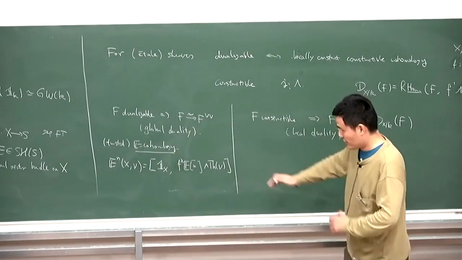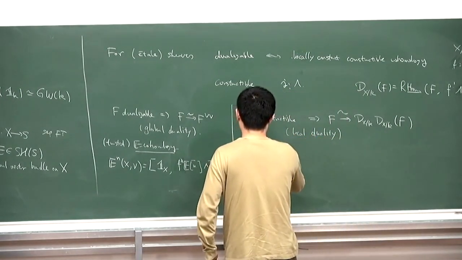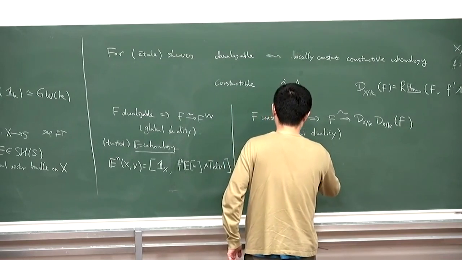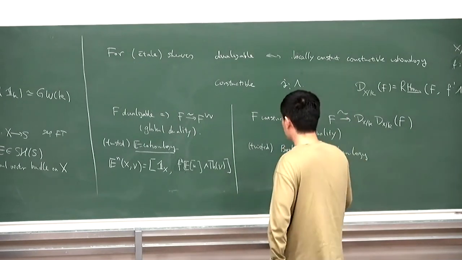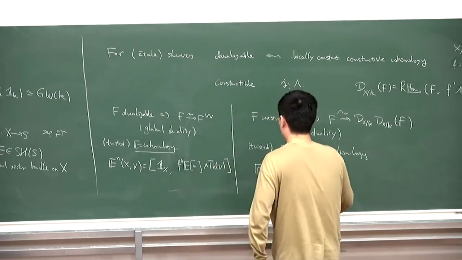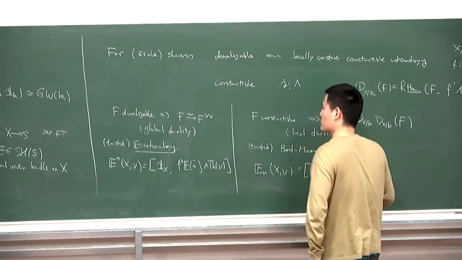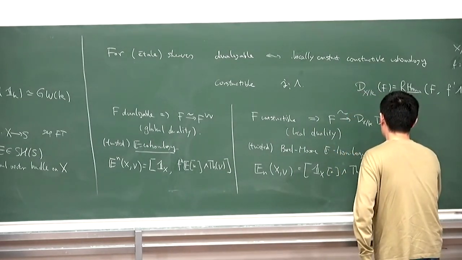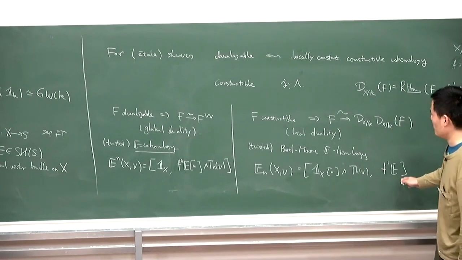And here, which corresponds to this, you have a notion of twisted Borel-Moore E homology. So this looks like this. E_n of X, V, this is the unit of X shifted by n and smashed with the Thom space of V. And here you put f upper shriek of E like this. So this is the Borel-Moore homology theory here.